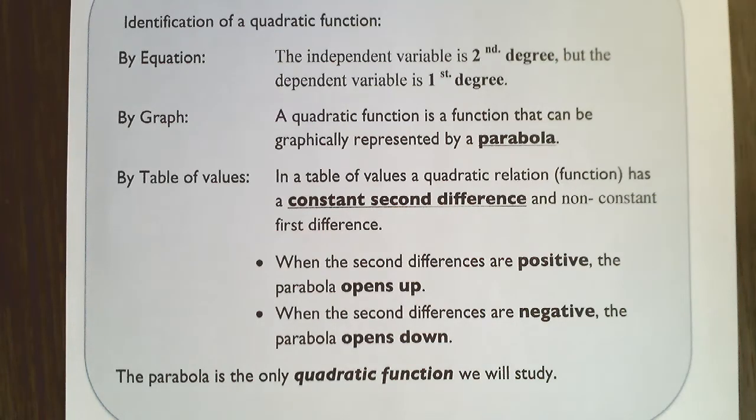In conclusion, a quadratic function can be identified by equation. The independent variable is second degree, but the dependent variable is first degree. By graph, a quadratic function is a function that can be graphically represented by a parabola, and by the table values. In a table of values, a quadratic relation has a constant second difference. Also, when the second differences are positive, the parabola opens up, and when the second differences are negative, the parabola opens down. We will discuss special features of a parabola in the next lesson. The parabola is the only quadratic function we will study.